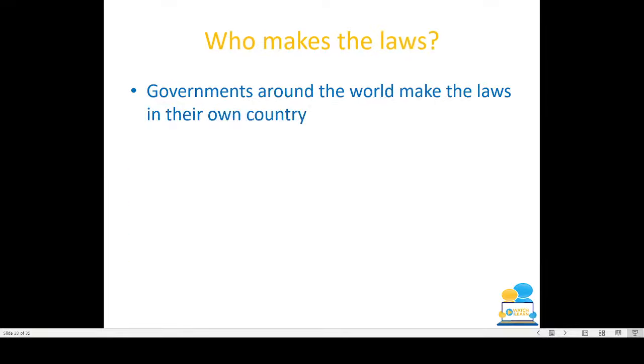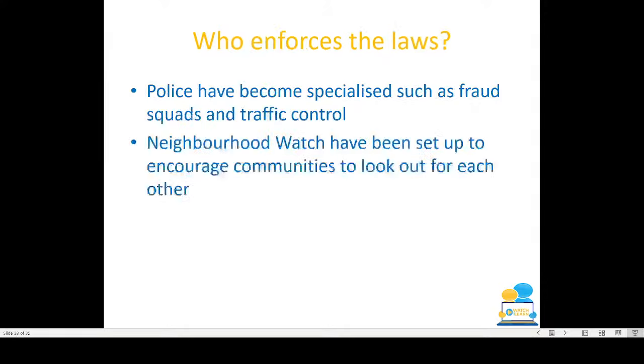So if we look at who makes the laws, in modern times it's generally governments, okay? Governments around the world make the laws in their own country. So that's the idea behind it. That's straightforward enough, and we will continue on then.